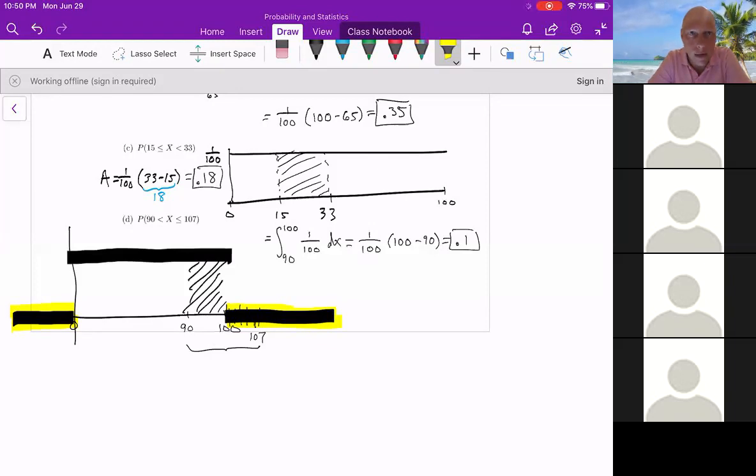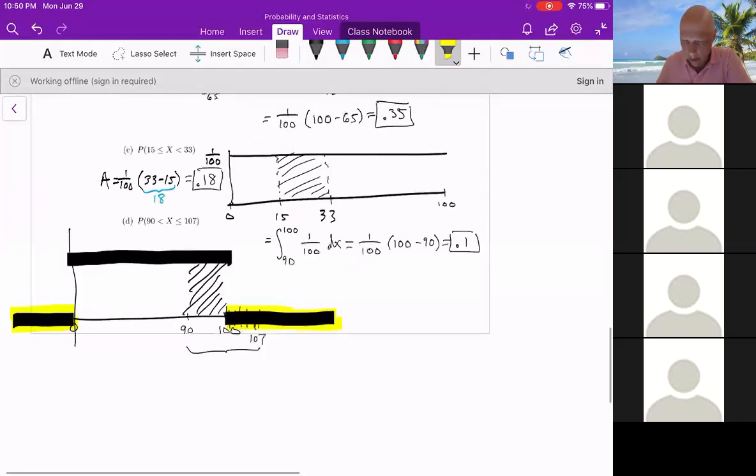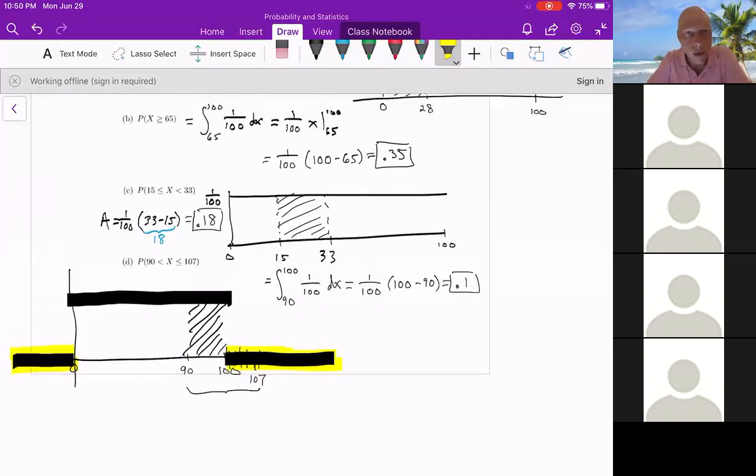Sydney, does your silence mean you got it? Yeah, I'm just copying it. I think I basically get it. And that's all of the problems on this handout. Any questions before we move on to another one? All good. All right. Sydney, did you copy it all down? Almost. All right, let me know when I can switch.